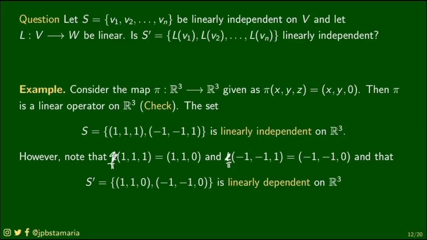So as you can see, unlike linearly independent sets, linearly dependent sets are not, or the independence among vectors is not normally preserved by a linear transformation. So I think we need a specific property of the linear transformation to be able to preserve linear independence. So we will see that later.